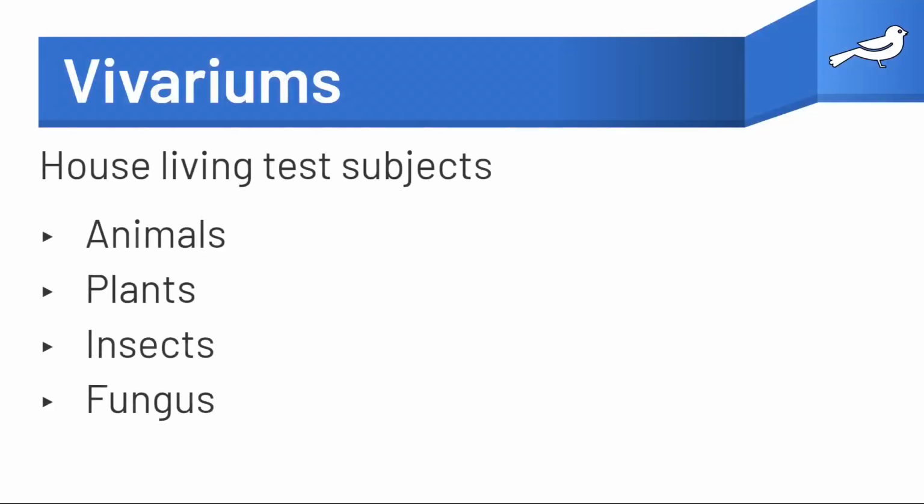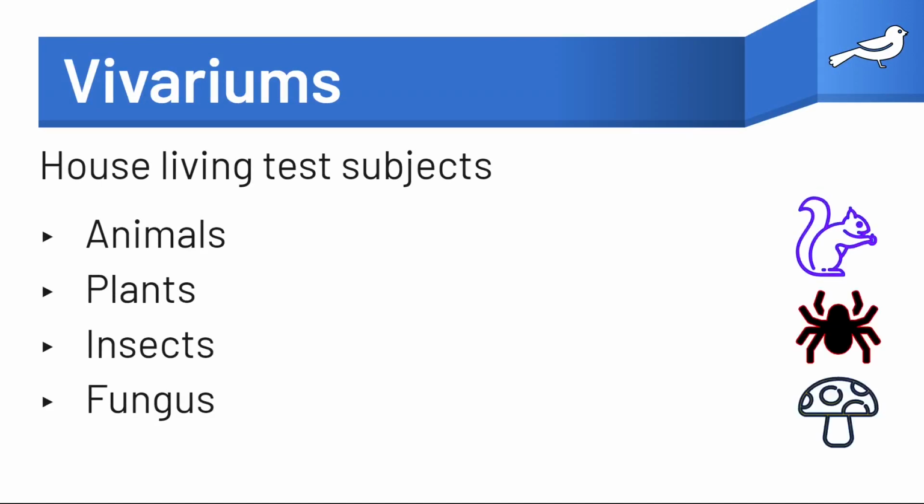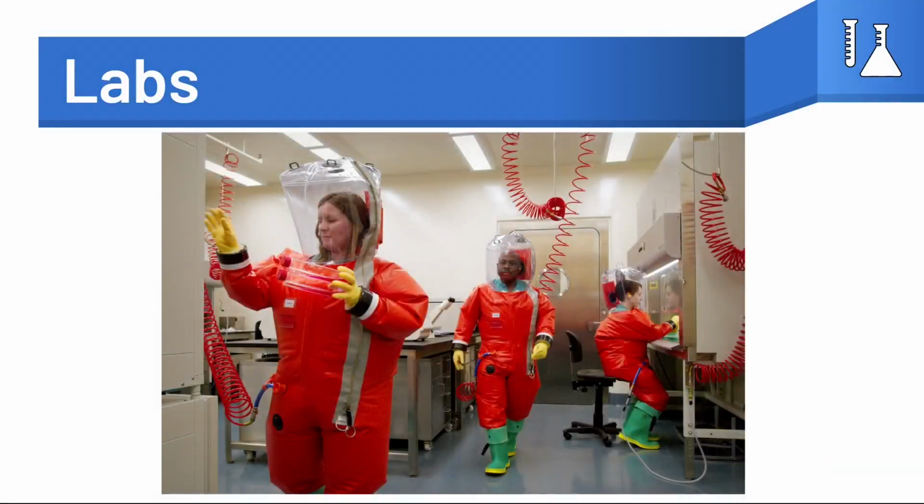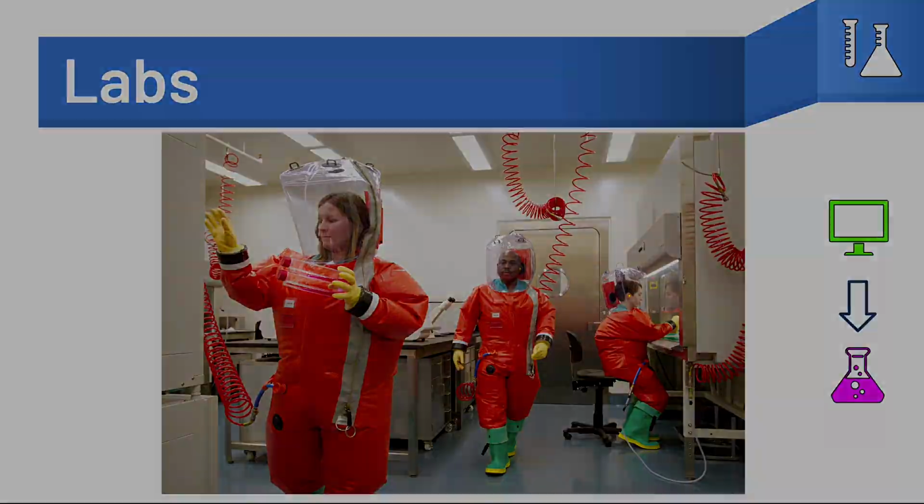Vivariums are where living test subjects are kept. They may house subjects like rats, monkeys, plants, insects, and fungi. Labs are where the work is performed. Some labs focus on computation and engineering. Wet labs focus on manipulating liquids, biological matter, and chemicals. The science that begins in a computational lab is often confirmed in a wet lab.